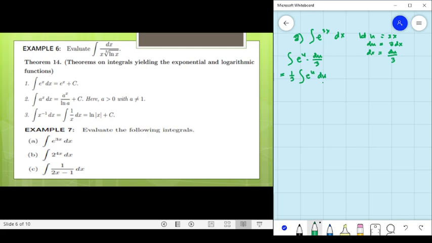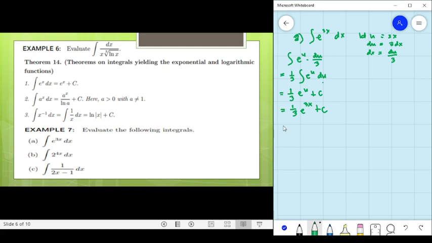So in here, the antiderivative of e to the u, or e to the x dx, is e to the x. So it should be 1/3 of e to the u plus c. So replacing the u with 3x, it should be equal to 1/3 e to the 3x plus c. Okay, so that is the final answer.